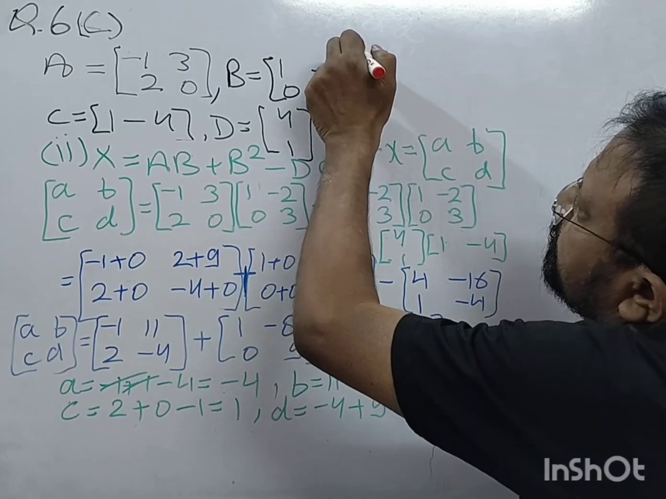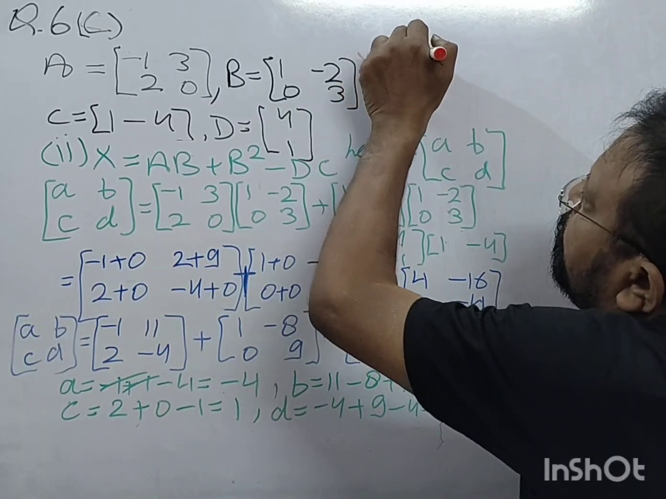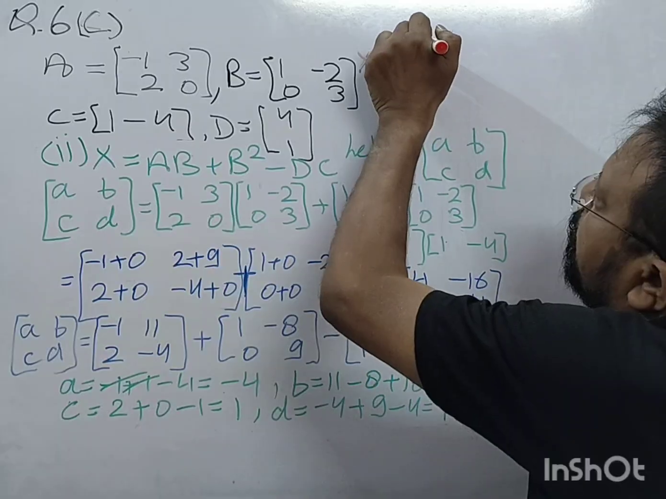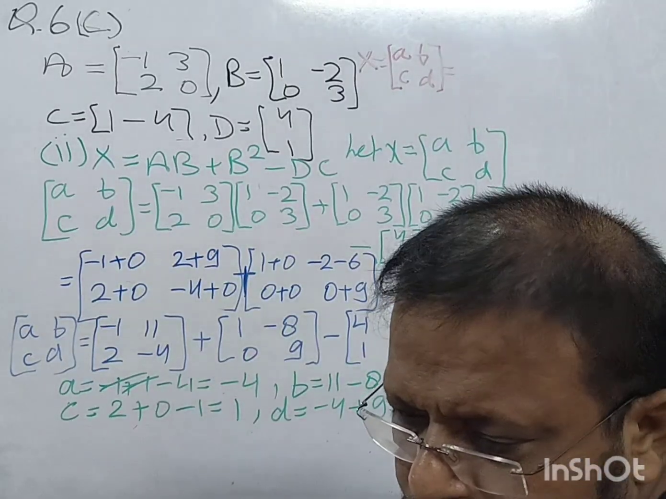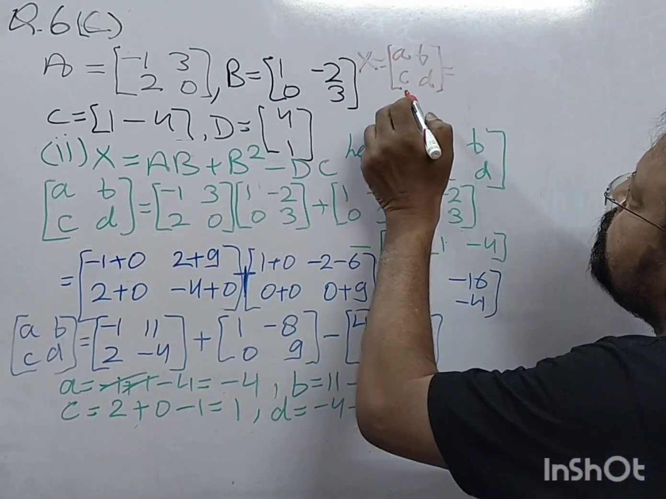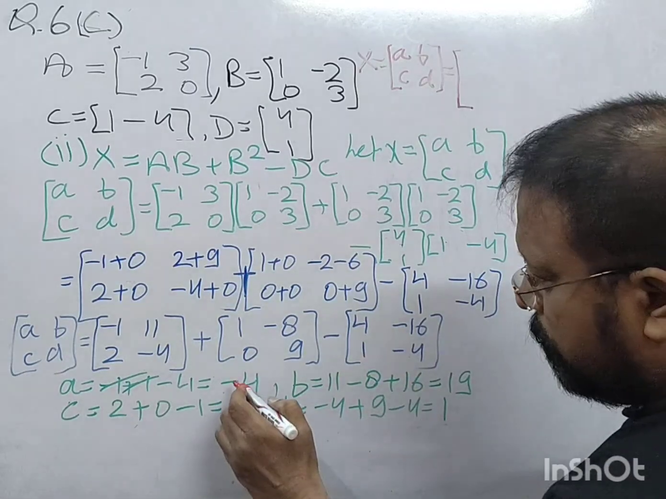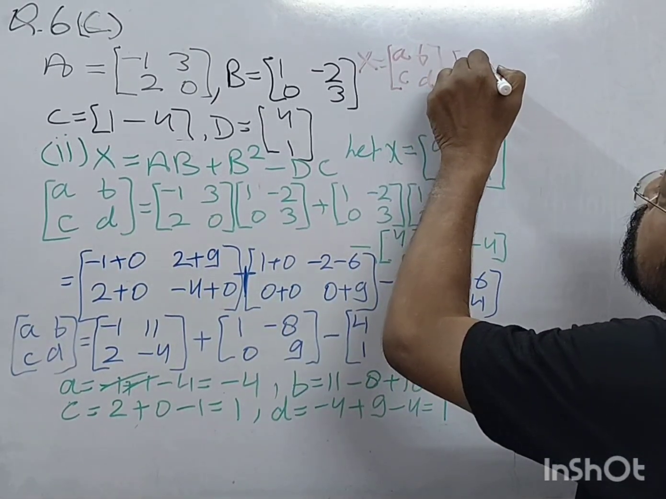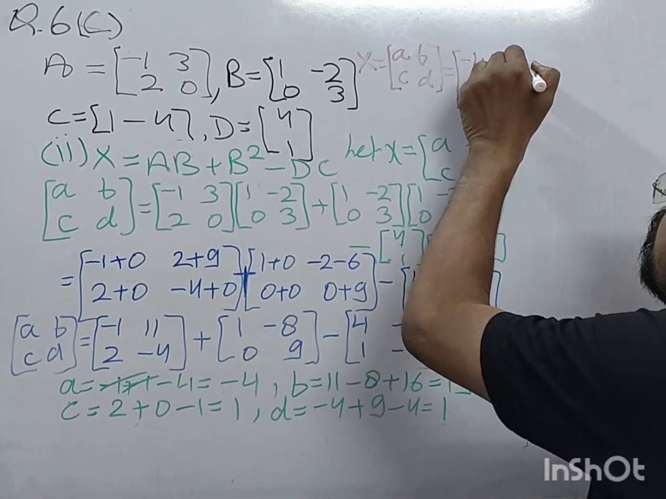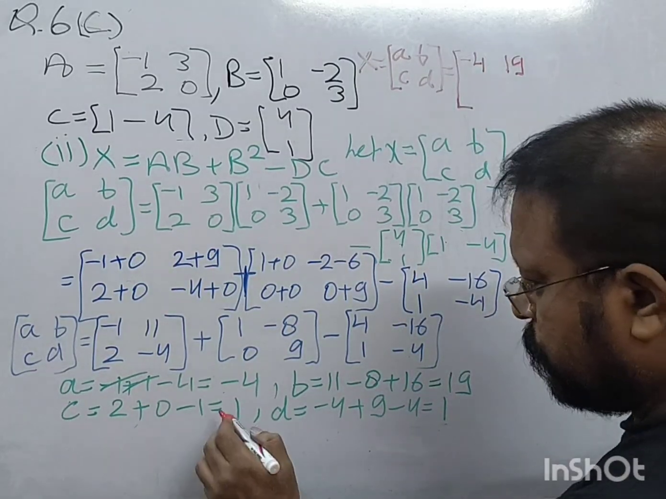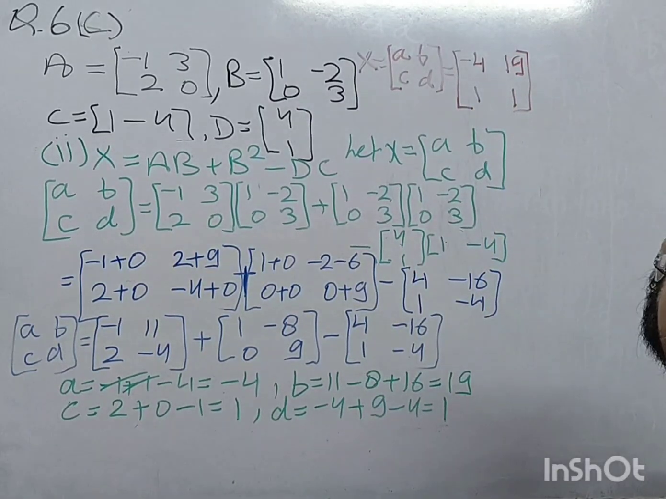Matrix X is equal to A, B, C and D, which is minus 4, 19, 1 and 1. You get this? This is your answer.